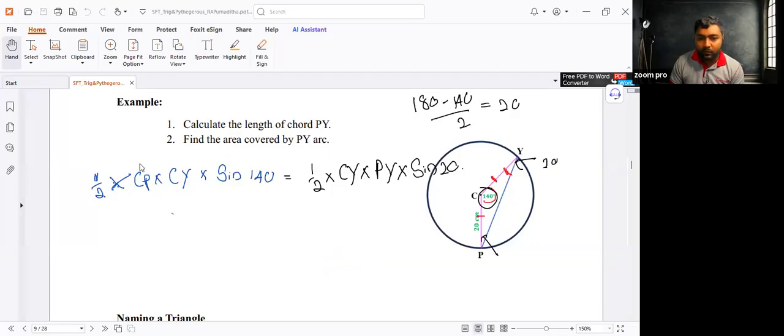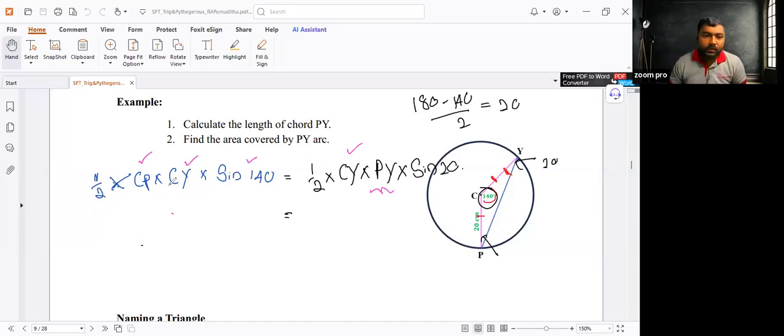Then you know the value of CP. CY is also known. Sine 140 you can directly get from the calculator. CY again you know. Then you have to find the PY. It is unknown, and sine 20 you can get from the calculator. Then how to solve this sum? You can solve these two sides individually and make PY the subject, and you can find the answer.